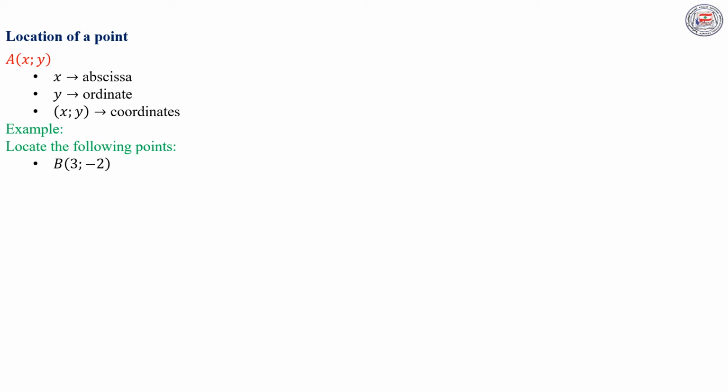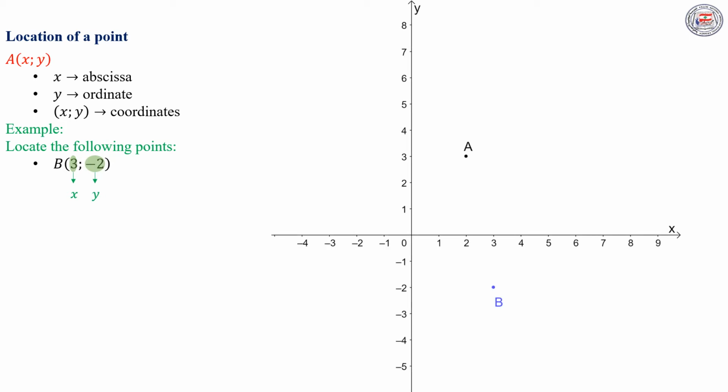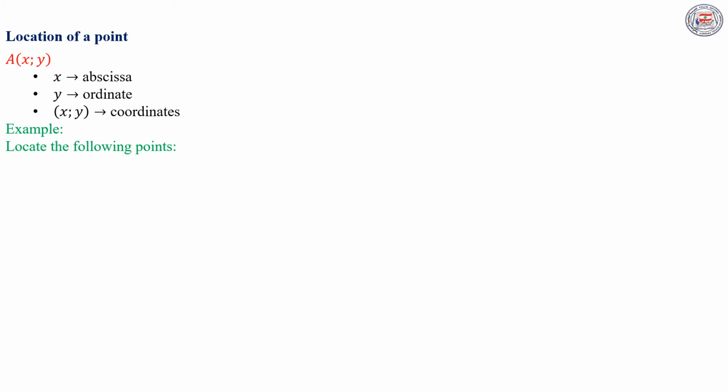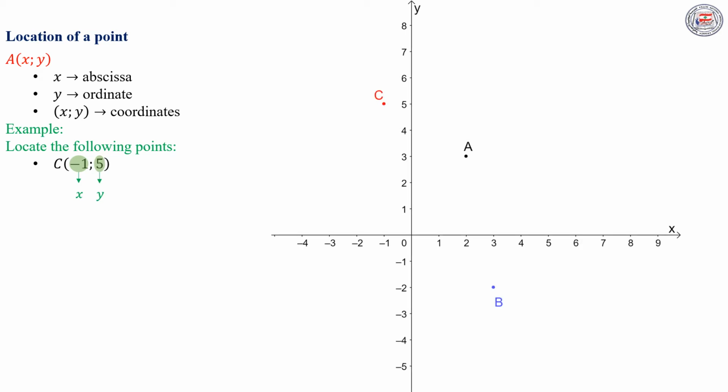Another point is B(3, -2). 3 is x and -2 is y, and in this case B is the intersection between 3 and -2. Now let's take the point C(-1, 5). -1 is x and 5 is y. So we put the point C(-1, 5).